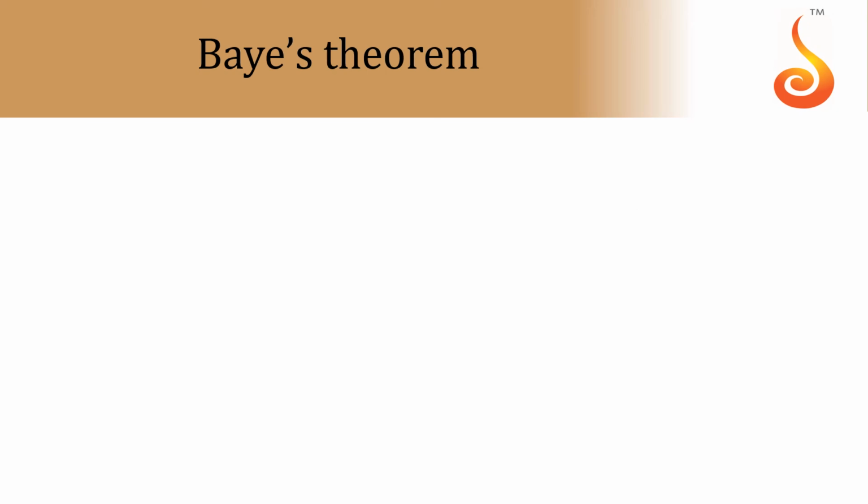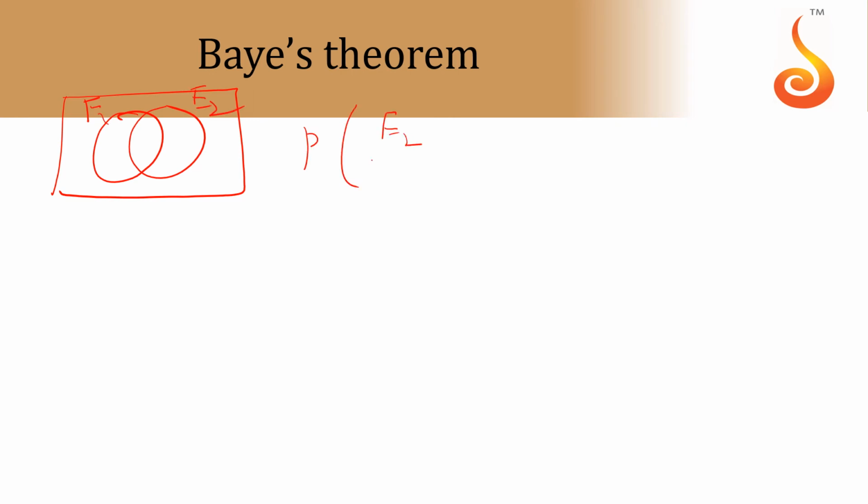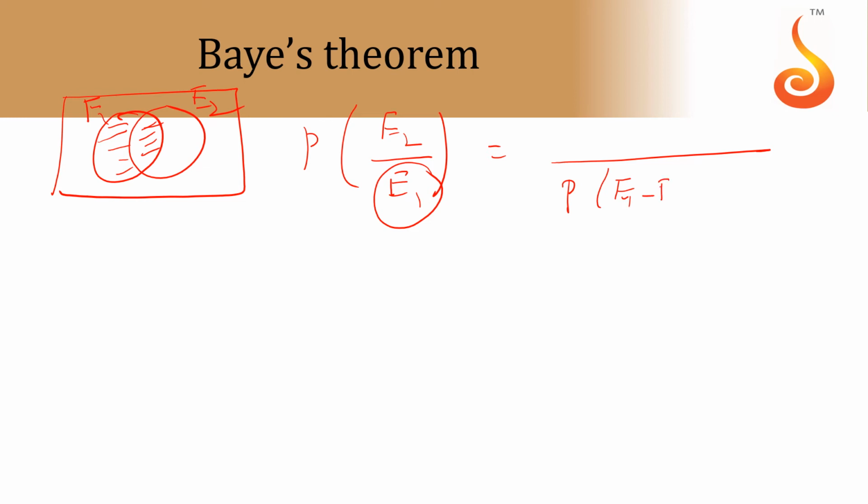Bayes theorem. In Bayes theorem, what we do is, really speaking, an extension of conditional probability. Suppose E1, E2, let me explain conditional probability again here. I am asking what is the probability of E2 given E1. So what is the condition? E1 is the condition. In E1 there are two mutually exclusive parts. I can say P of E1 minus E2 is one part, and P of E1 intersection E2 is the other part.